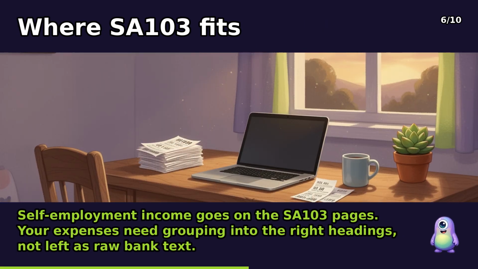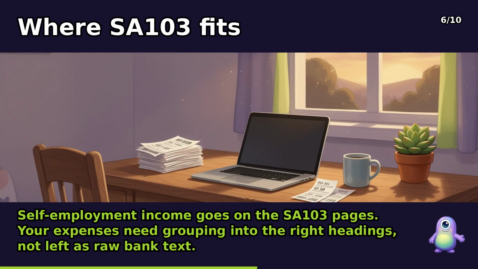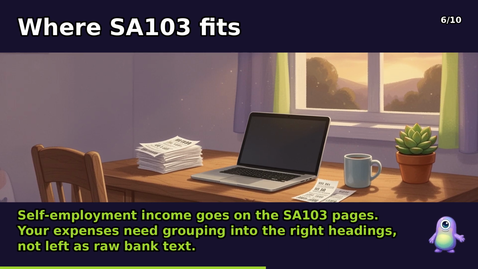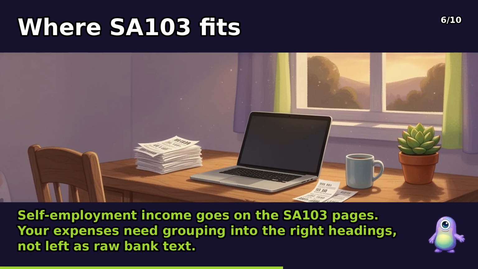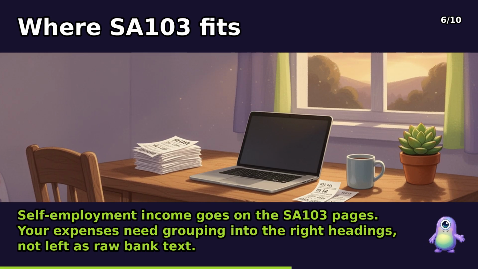Self-employed income goes on the self-employment pages of the return, known as SA103. Gov.uk lists SA103S and SA103F. The practical point is that your expenses need grouping into the right headings, not left as raw bank descriptions. That's why an HMRC-ready spreadsheet is slightly slippery. Somebody still has to turn tidy rows into the figures that belong on the return.